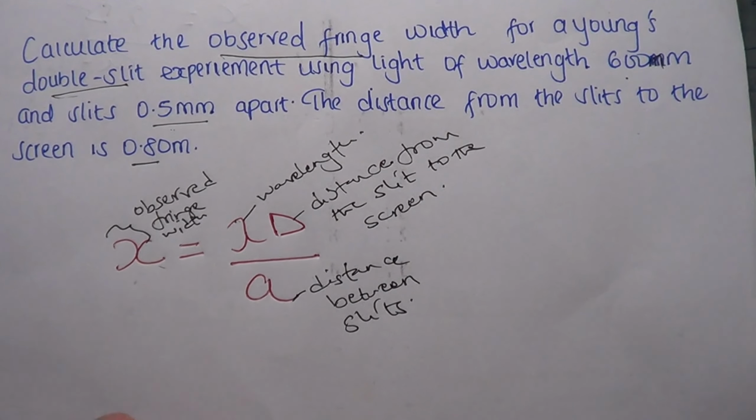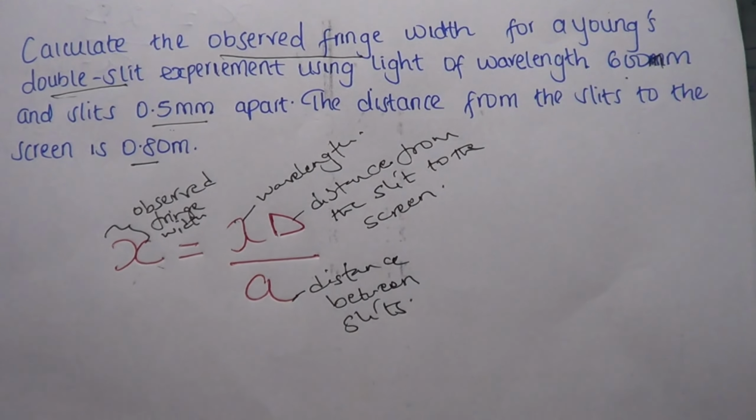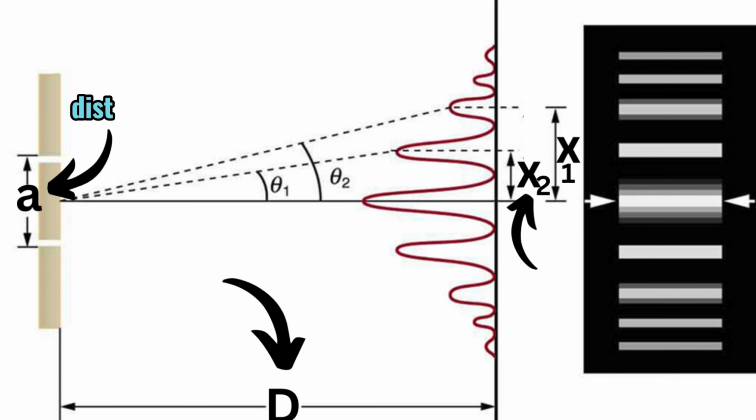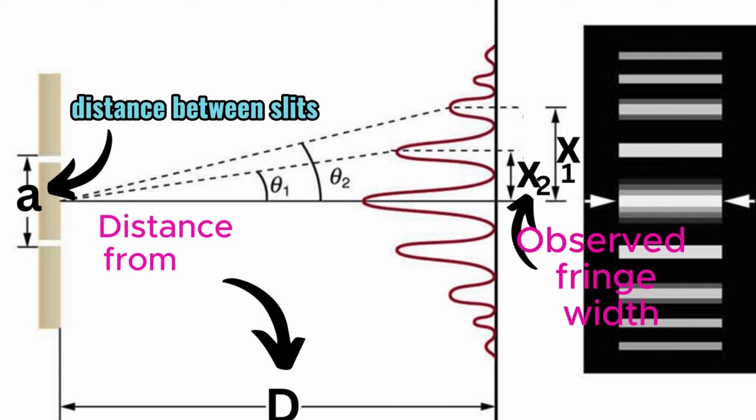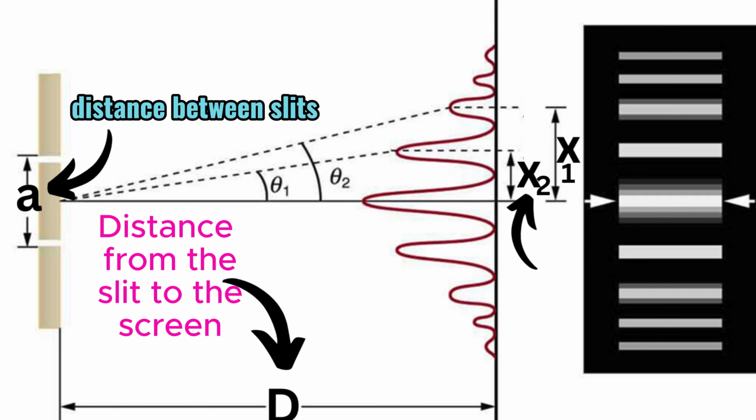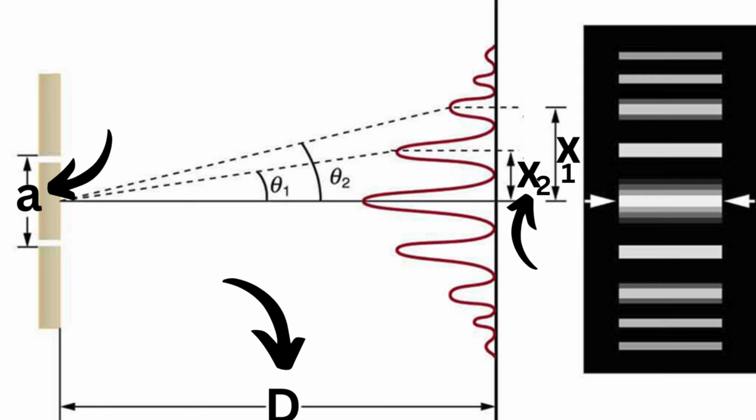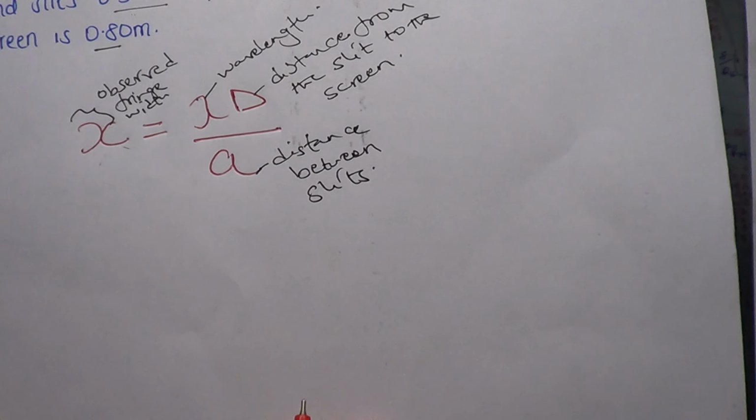Okay, so when we have the distance between slits here, there is something I need to show you on how to know which one is the observed fringe, which one is the wavelength, and which one is the distance from the slit to the screen and the distance between the slits. Here at A, when you see this image at A, it means the distance between the slits. Then at D, this is the distance between the slit and the screen. So let us now continue.